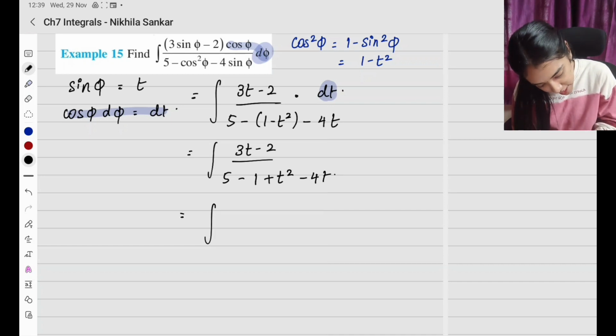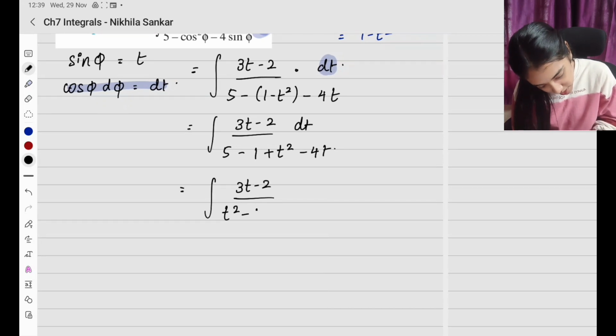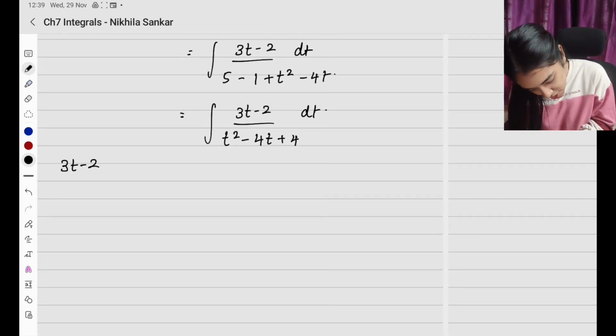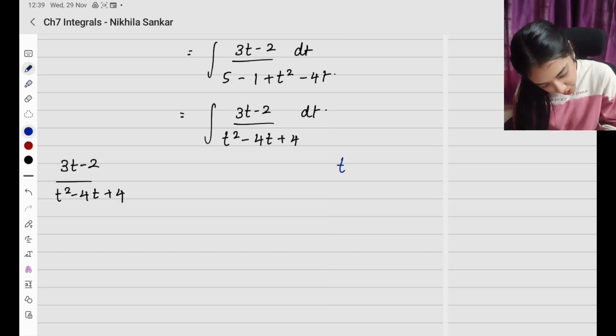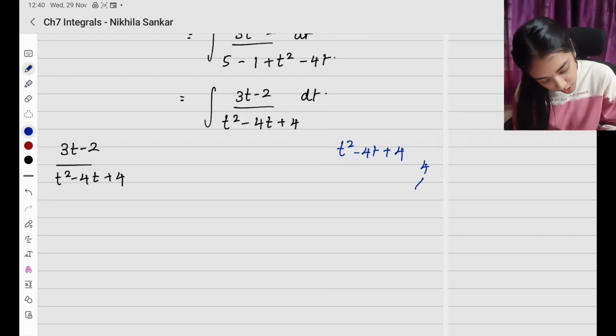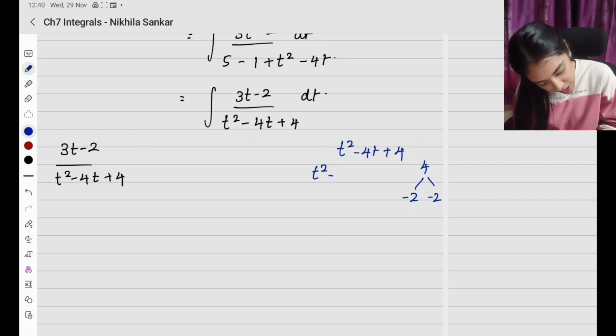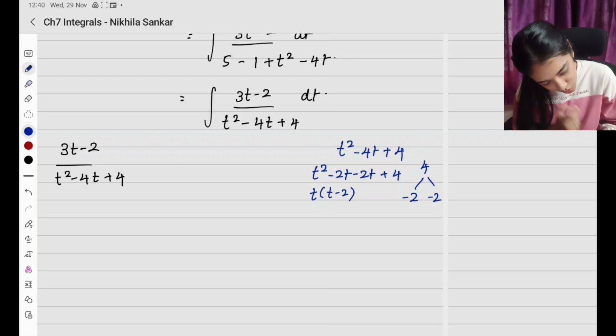So when I simplify this times dt, I have 3t minus 2 divided by t square minus 4t plus 4 times dt. Now our partial fraction method is going to start. So first of all, I need to split the middle term and find the factors. The product has to be 4 and the sum has to be minus 4. So what can we do? Minus 2 times minus 2. So this is going to be t square minus 2t minus 2t plus 4. Taking t common, we get t minus 2. Here also t minus 2.